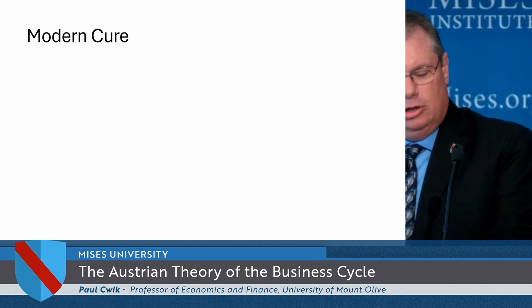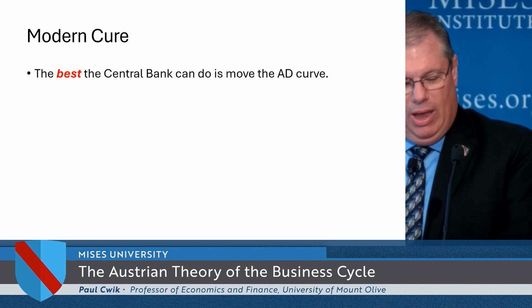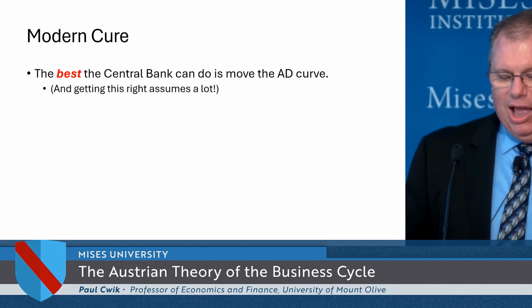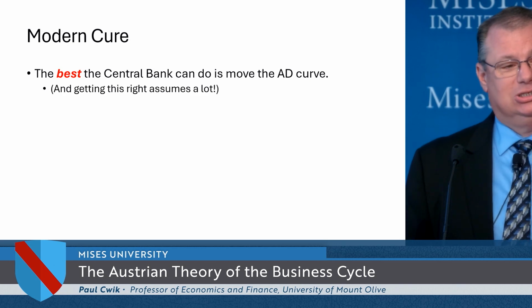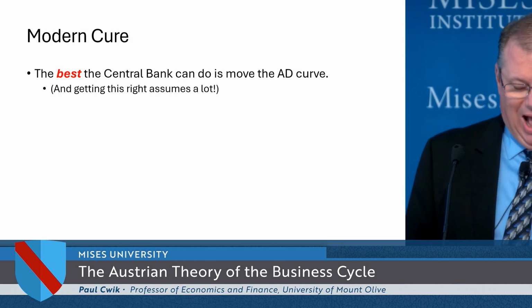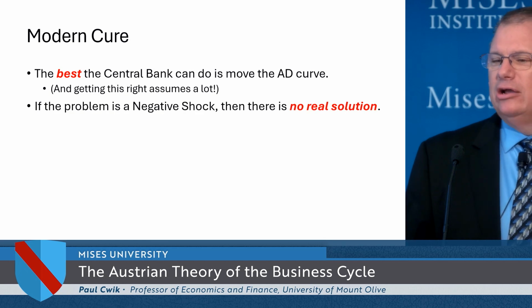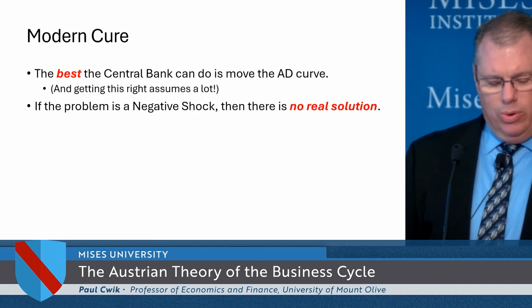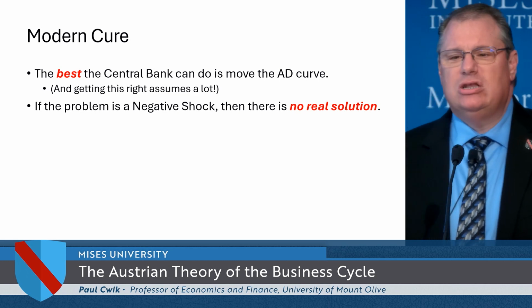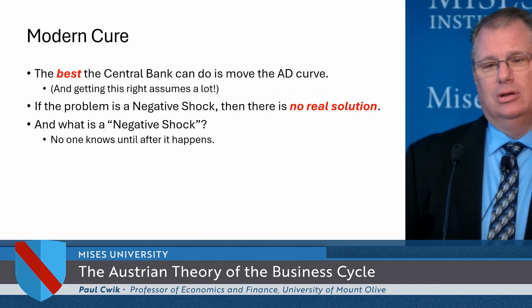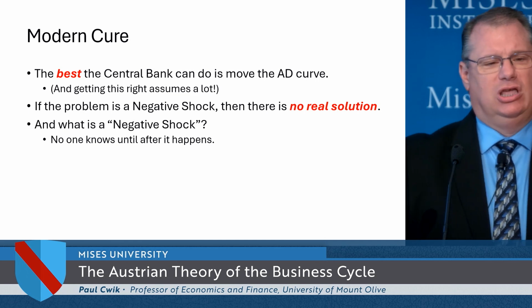And what's the modern cure? The best the central bank can do is move the aggregate demand curve. And this is assuming that it gets things right, and that's assuming a lot. And if the problem is a negative shock to aggregate supply, then there's no real solution. And what is a negative shock? No one knows.